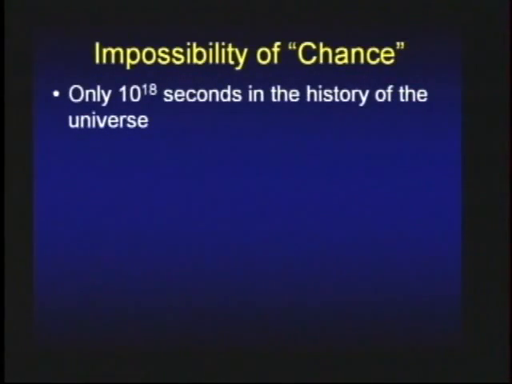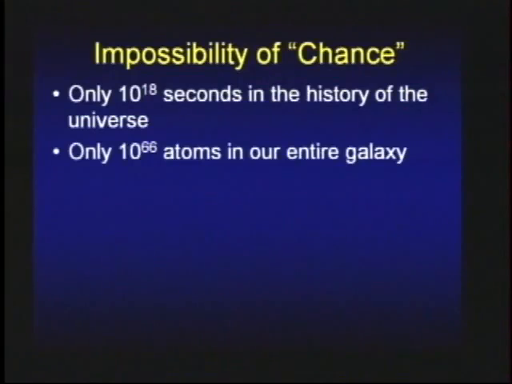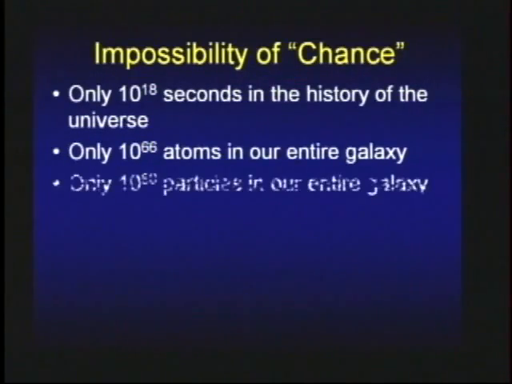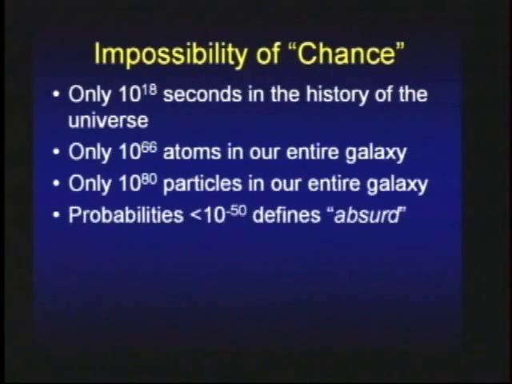There are only 10 to the 18th seconds in the history of the universe if you accept the 15 billion year history of the universe that the scientists talk about. There are only 10 to the 66th atoms in our entire galaxy. There are only 10 to the 80th particles in our galaxy. 10 to the 650th power. See, in physics, anything that's more rare than 1 chance in 10 to the 50th is defined as absurd. So 10 to the 650th is not anywhere in the realm of having been occasioned by chance. It had to be designed, and designed very skillfully.